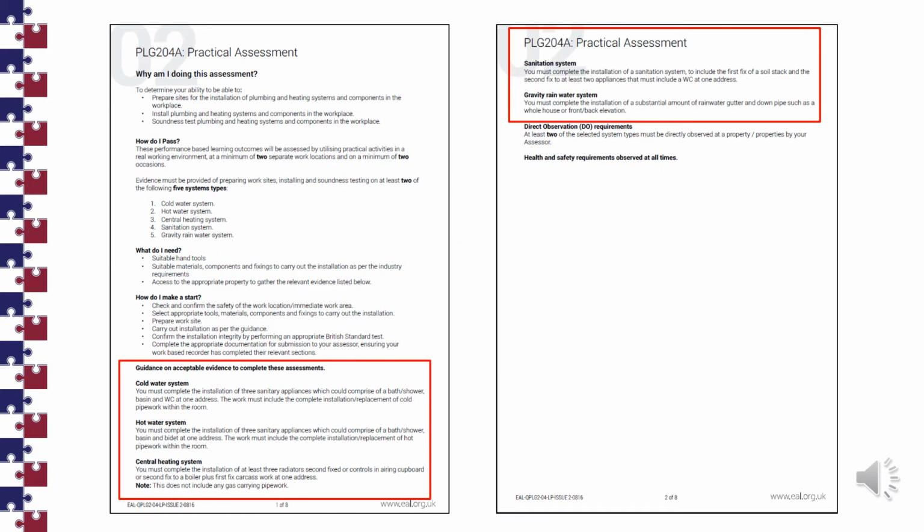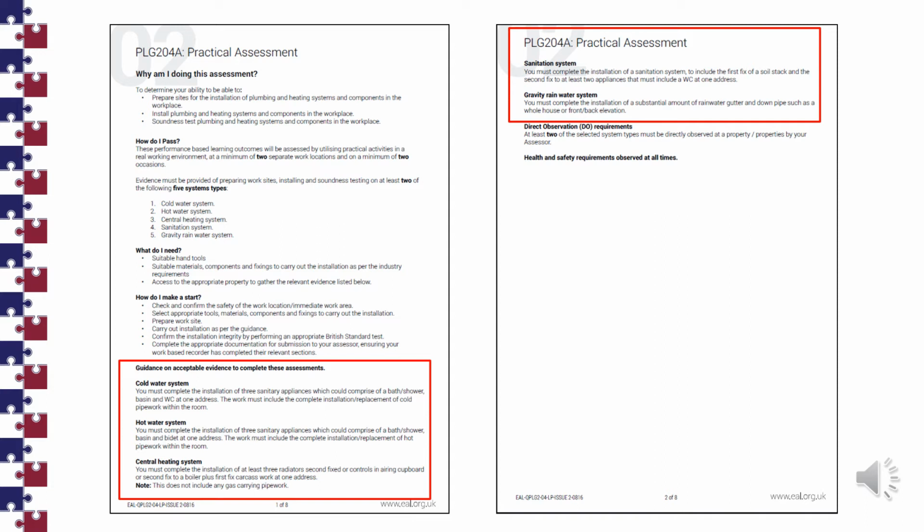The guidance on acceptable evidence tells us what we need to cover to complete the install of the systems selected. For example, a cold water system requires you to install 3 sanitary appliances, which could comprise of a bath or shower, basin and a WC at 1 address. The work must include the complete installation or replacement of cold pipe work within the room.